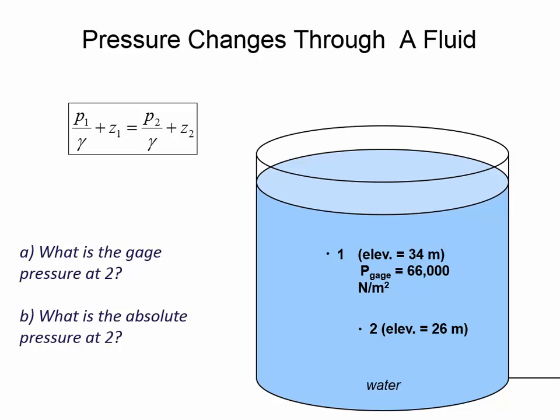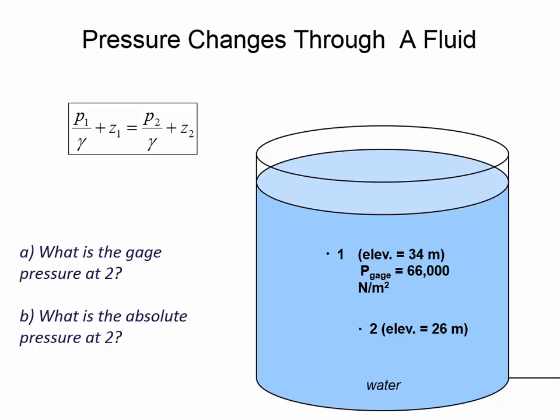So why don't you use this example to get a little first experience using the hydrostatic equation. We have a tank that has water in it, and we're measuring these elevations relative to a datum. You'll notice that here a gauge pressure is listed for location 1, and it's asking for the gauge pressure at location 2. And so we know the initial pressure here at 1, we don't know the pressure at 2, but we've got the elevation for both. And then it's also asking in part B to find the absolute pressure at 2.